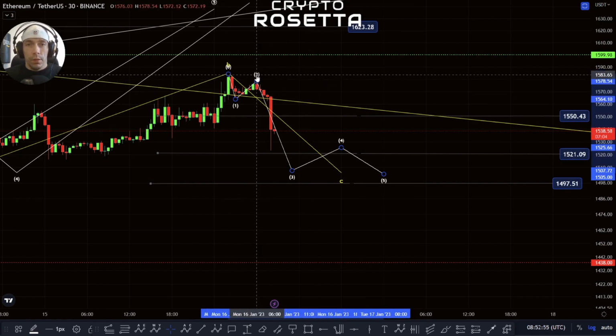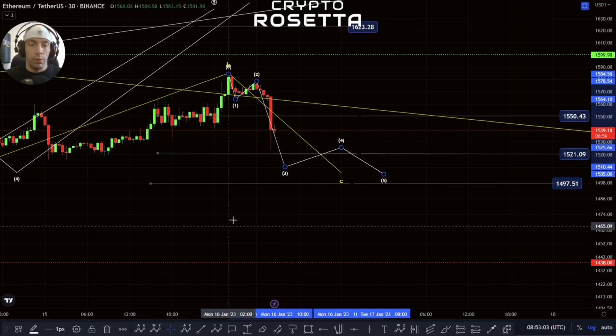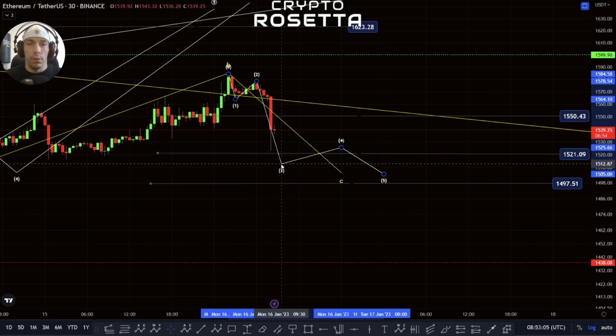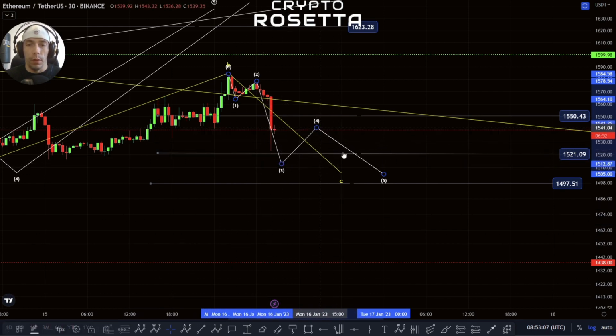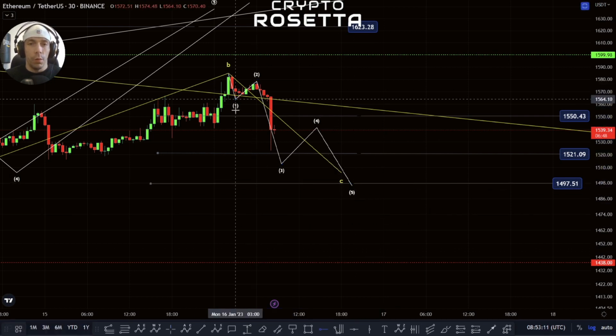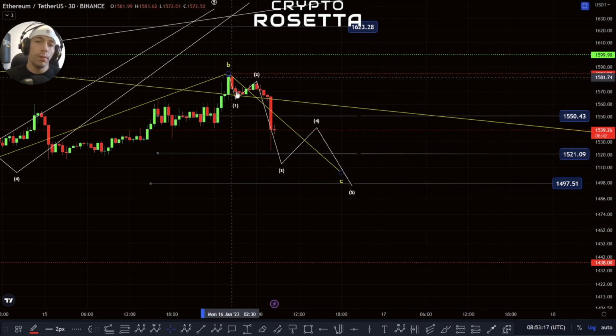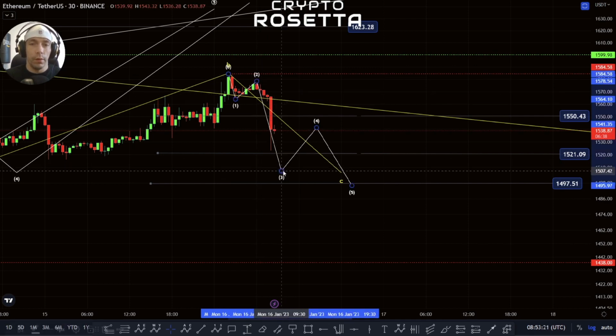So within this, we could have this as a 1, 2, 3, looking for this 4, 5, and then that would complete this third wave to the downside, and then we would be looking for an additional fourth wave to the upside, and then a fifth wave to the downside. So all of this would be invalidated by moving back above this 1584 area. If we move back above that, then I would not be looking for this 5-wave move to play out.